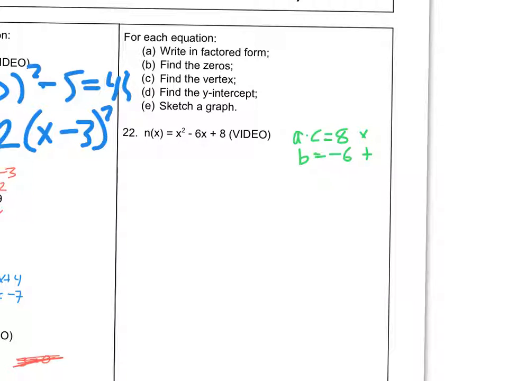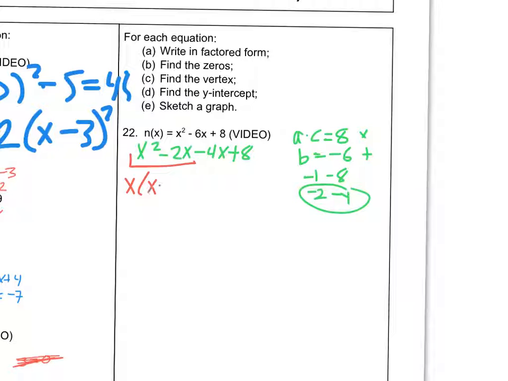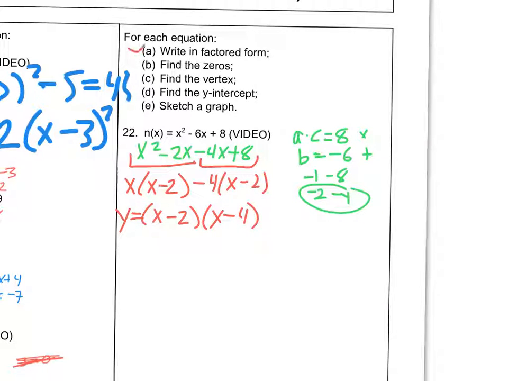I'm going to multiply to 8 and add up to negative 6. That's not going to be positive, so I'm going to look at negative 1, negative 8, no, negative 2, negative 4, that's a winner. So we get x squared minus 2x minus 4x plus 8. First two parts, I get an x and an x minus 2. Then we get a minus 4 and an x minus 2. That gives me x minus 2 and x minus 4 in my equation. That's factored form. Bada bing.